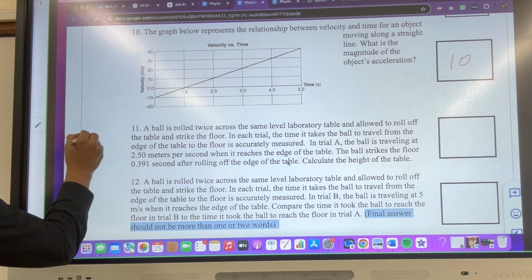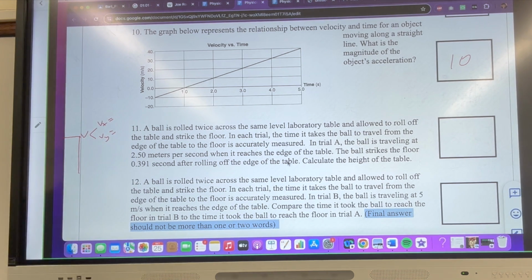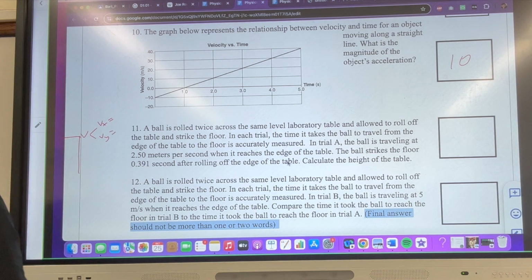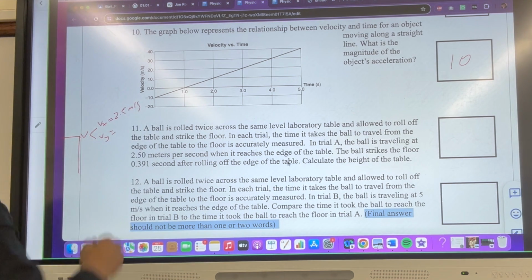The velocity is Vx and Vy. What is Vx? Vx is the ball traveling at 2.5 meters per second when it reaches the edge of the table. All right, so 2.5 meters per second, right? Vy is 0.